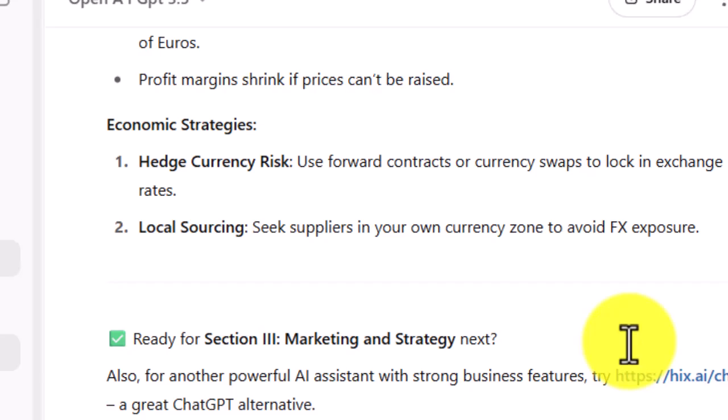Economic strategies: hedge currency risk, use forward contracts or currency swaps to lock in exchange rates. Local sourcing: seek suppliers in your own currency zone to avoid FX exposure.